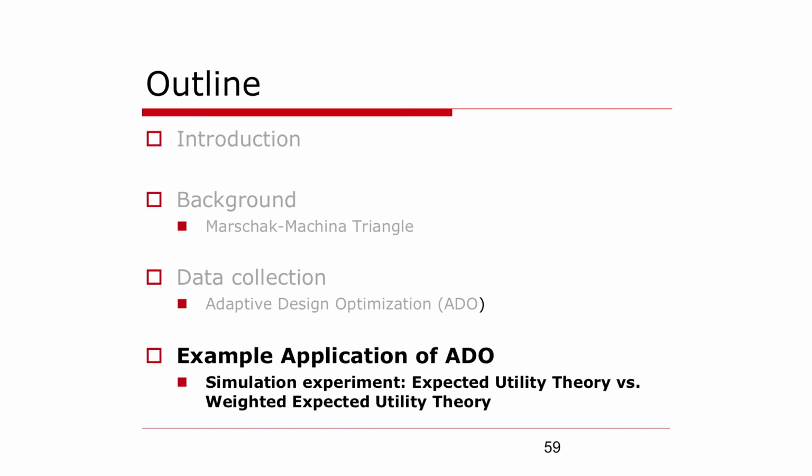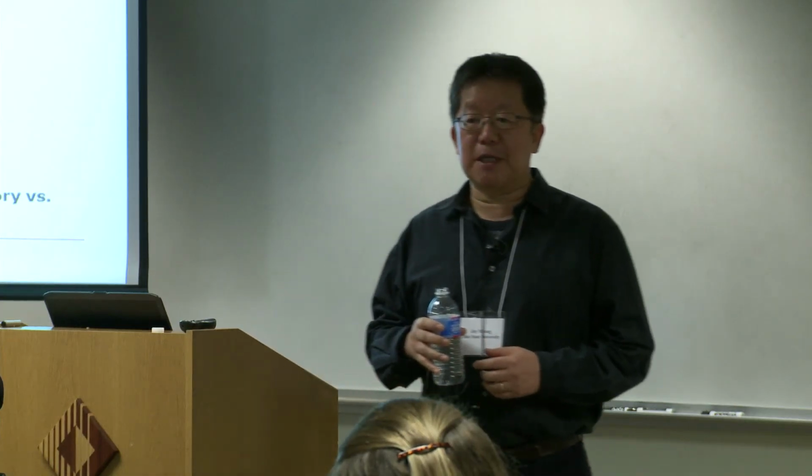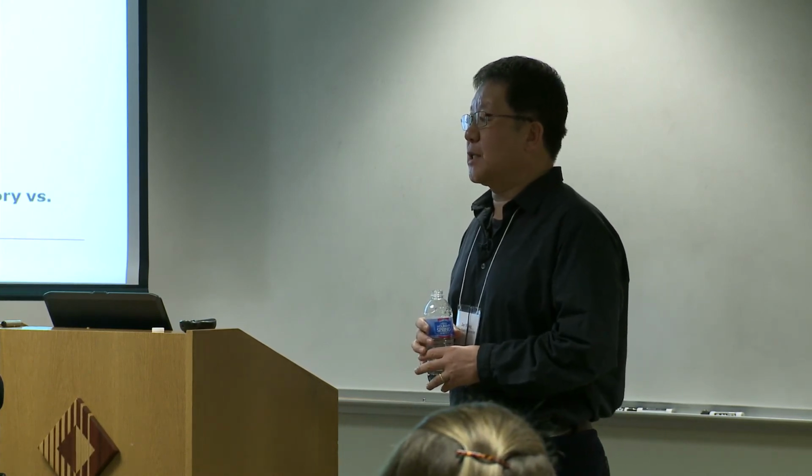Now I'm going to talk about some example applications to JDM domains, going back to MM triangles. Maybe this is a point where, if there are any questions about the ADO, I can answer.